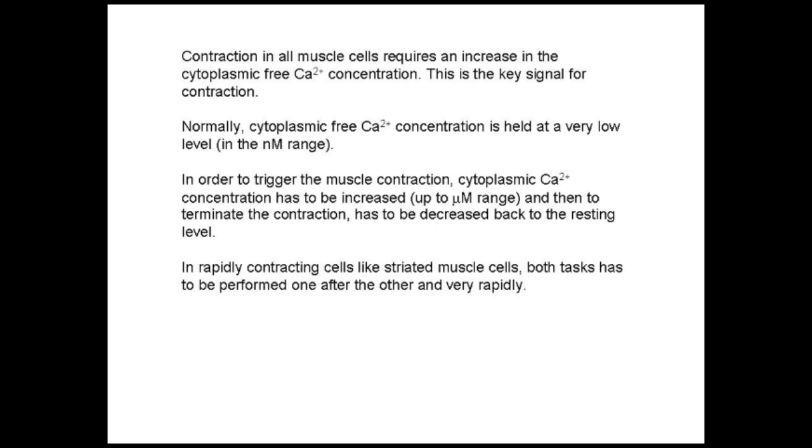To start a contraction, you need to increase the intracellular free calcium concentrations up to the micromolar range. So there must be a group of mechanisms that will allow the cell to increase its intracellular calcium to the micromolar range and then reduce it down to the nanomolar range in order for the cell to contract. And if the cell is a fast contracting cell, like a striated muscle cell, this increase and decrease in intracellular calcium has to be performed in a very rapid way.